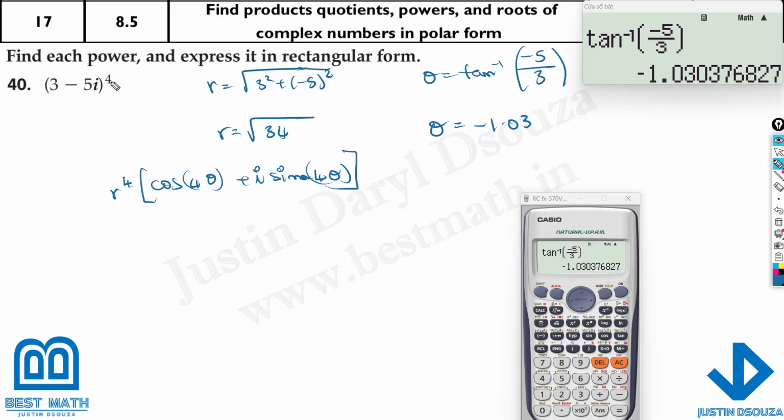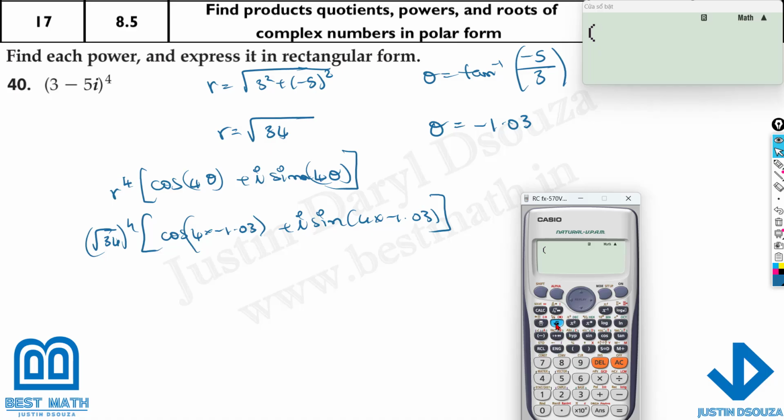4 theta. Why? Because we're raising it to the power 4. So let's substitute. It's (square root 34) the whole raised to power 4, and we have cosine of 4 times minus 1.03 plus i sine of 4 times minus 1.03. Here we go. All you do is put all these values in the calculator and you will get the answer. Square root 34, close the bracket and raise it to the power 4. The answer is 1156.